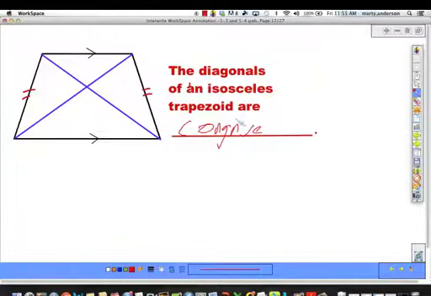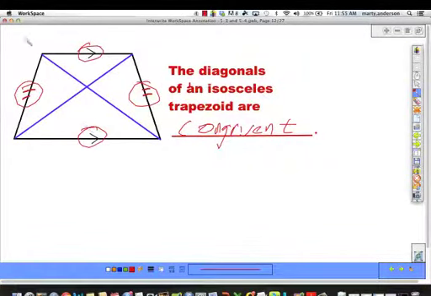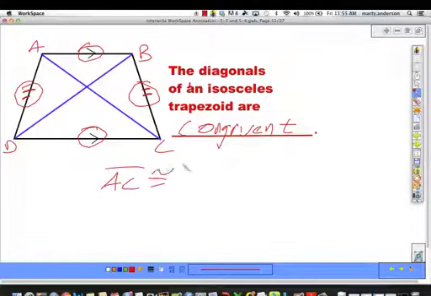Again, congruent. That's an R. Congruent. Again, I've got isosceles, must be marked. I have a trapezoid, one pair of parallel sides. So if I name this A, B, C, D, AC is congruent to BD.